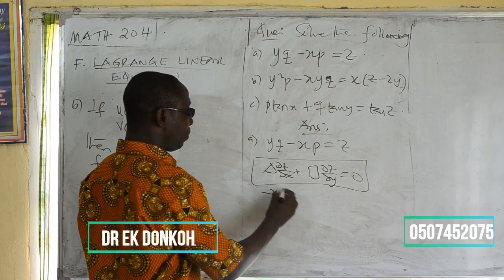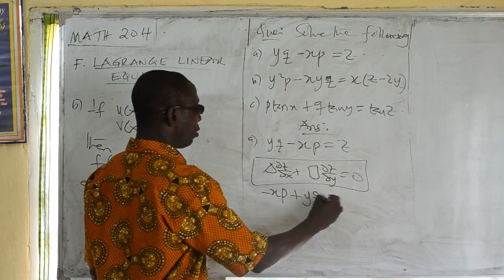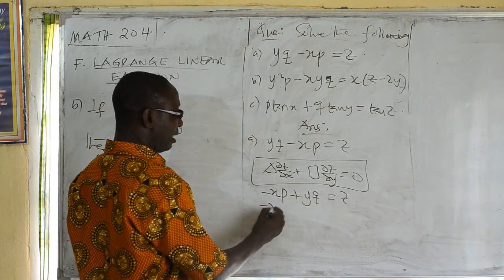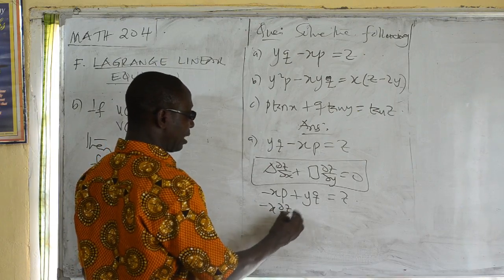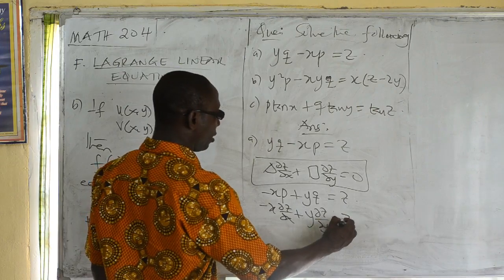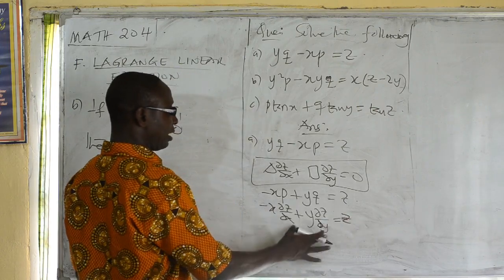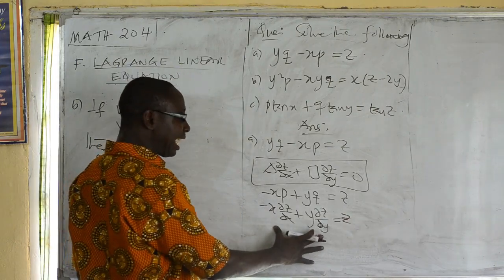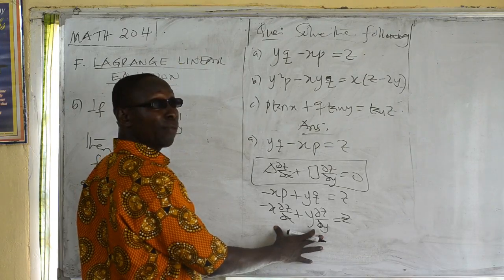So minus xp plus yq is equal to z. This is minus x dz over dx plus y dz over dy is equal to z. This is the same as this. So now this is the standard form.